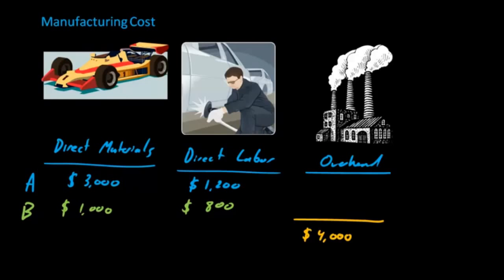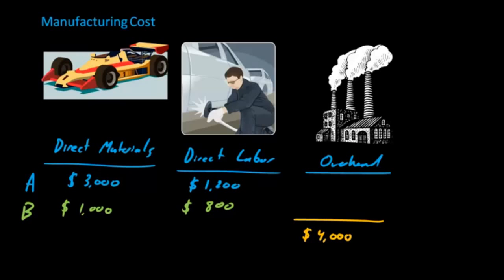Let's just say that our total overhead for producing both the cars in total is 4,000. So we need to decide how much of this overhead should be allocated to car A and how much of this should be allocated to car B. And you can see that they use different kinds of materials and different levels of labor rather. So we probably don't want to allocate this 4,000 evenly. We need to come up with a different allocation method.